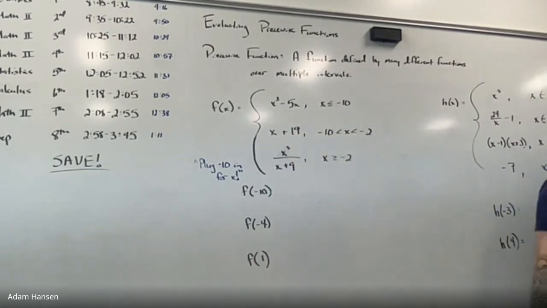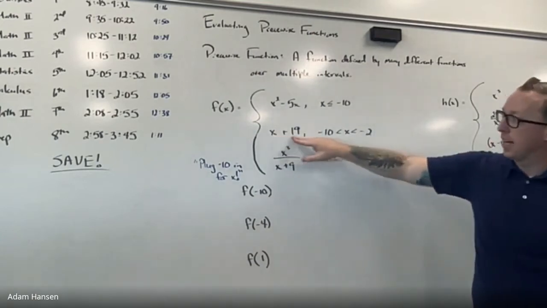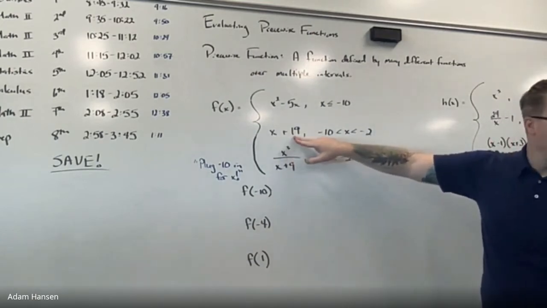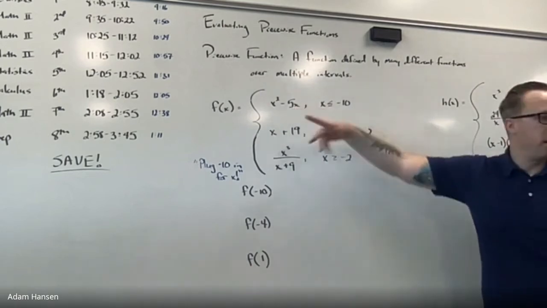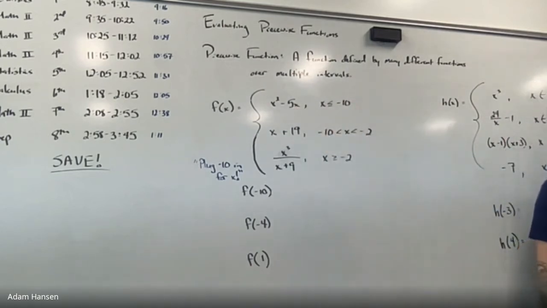Where's the 19 come from? That's just the number I gave. It could have been anything here. Take your x coordinate and add on 19 to find your answer. Why do we add 19? That's just the example I made up. Why is it a minus 5 right here? It's just the example I made up.